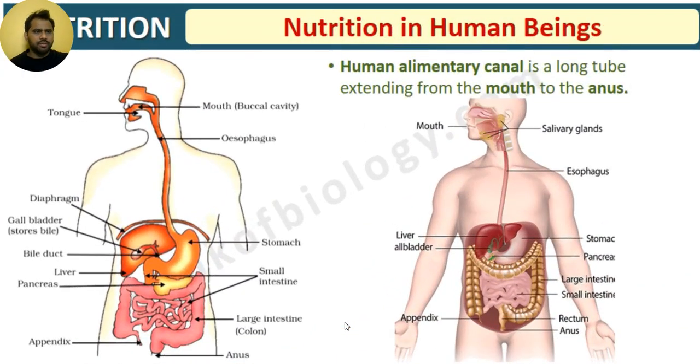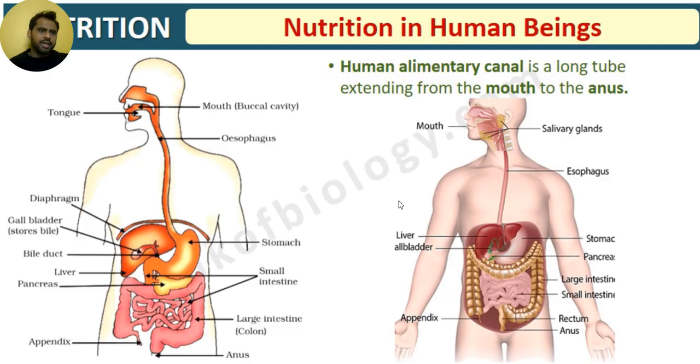Nutrition in human beings. Now we have come to the part where we will discuss the nutrition in human beings. How is the food absorbed? How is the food taken inside? How is the food digested? Everything. So let us see how the nutrition is carried out in human beings. We have tongue, mouth, esophagus, stomach, diaphragm, gallbladder, bile duct, liver, pancreas, small intestine, large intestine, anus, and appendix.